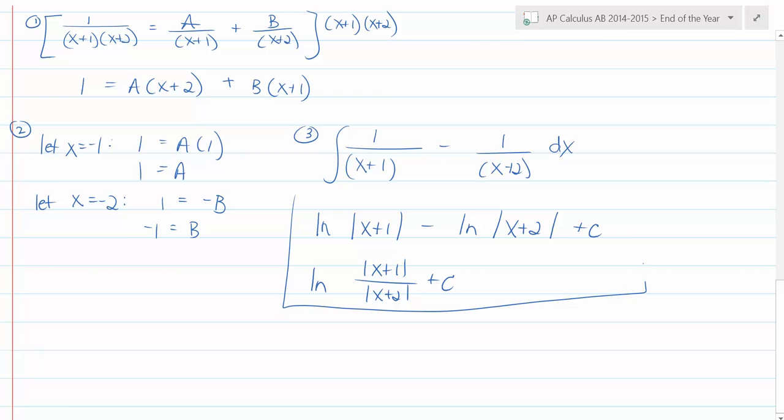And there would be my solution. Okay, so see if you have any questions. There's one other situation that you might run into, which is when you have repeated linear factors.